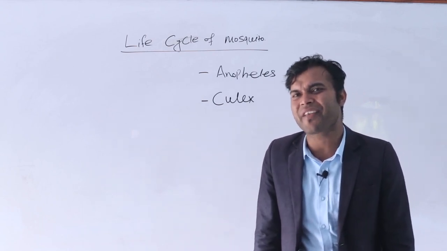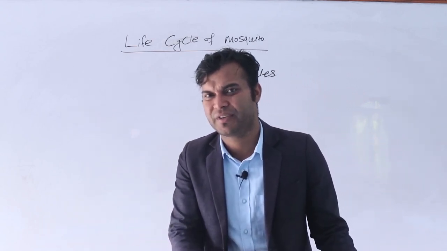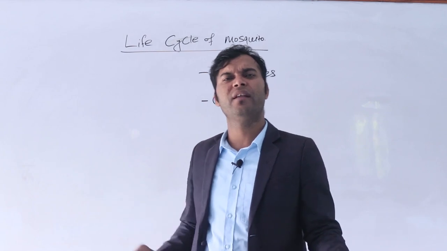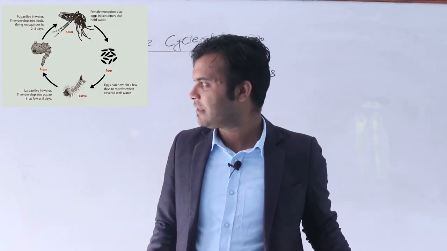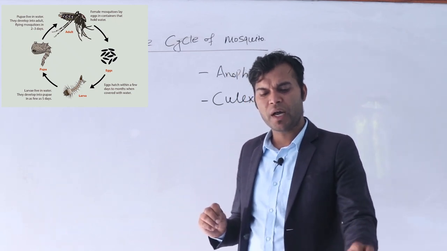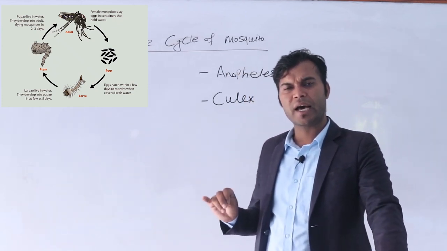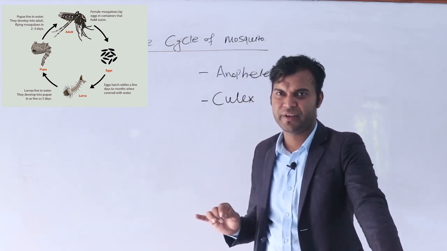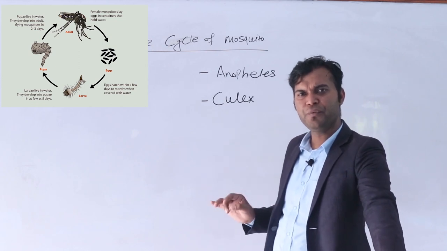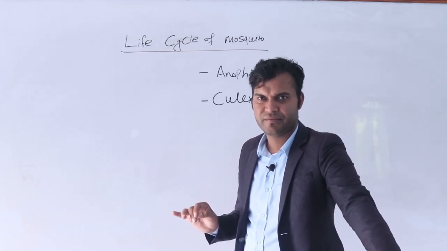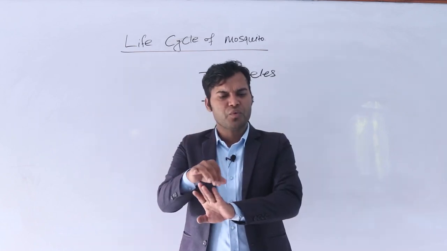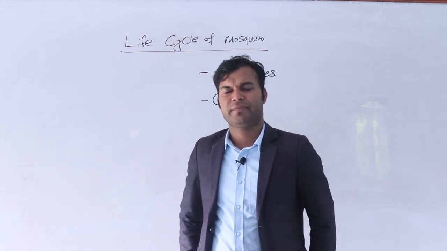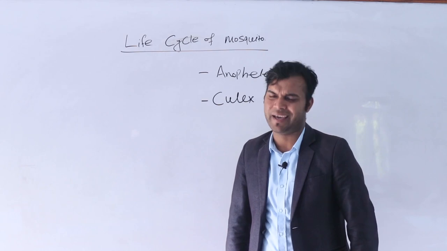Now we turn to the life cycle of the mosquito. The mosquito completes its life cycle in four stages. They are: first eggs, second larva, third pupa, and the last adult. The life cycle begins from the eggs.